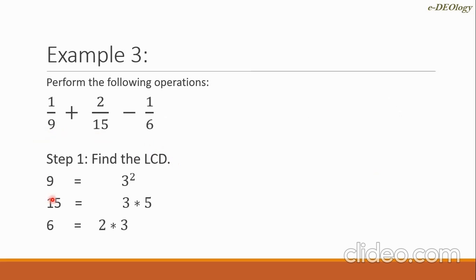9, 15, and 6. The prime factors of 9 is 3 square. The prime factors for 15 is 3 and 5. The prime factors of 6 is 2 and 3. Then, for the LCD, we list all the factors here. I start with number 2, followed by 3, but since the highest power is 3 square, I wrote here 3 square, and then 5 is also listed. Then we simplify this into 90. So our LCD is 90.